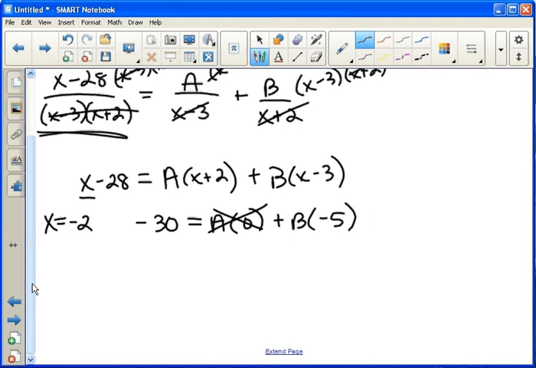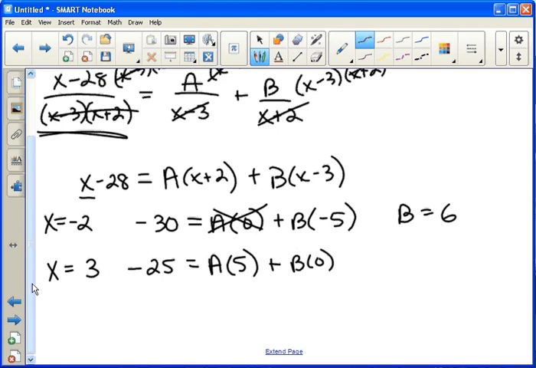Okay, the other convenient value of x would be 3. So 3 minus 28 is negative 25. And I get a times 5 plus b times 0. Again, I'm plugging in 3 for x. And the 0 just cancels out the b. If I divide both sides by 5, I get a equals negative 5. So now I can do the integral as negative 5 over x minus 3 plus 6 over x plus 2.